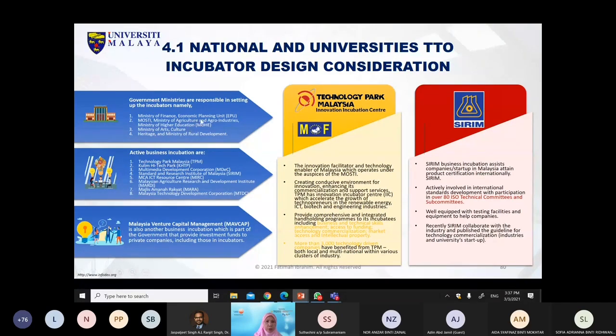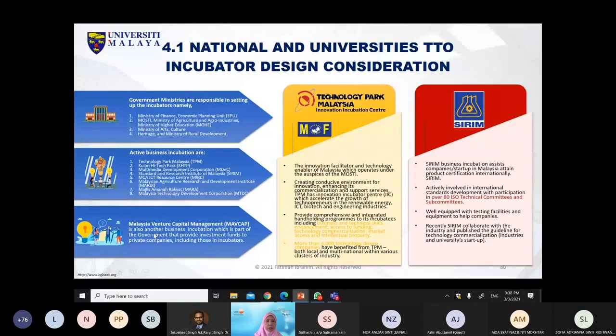And for the EPU, I want to tell you that the EPU gives us the funding for starting up university incubators. So there are active business incubators. On top of that, you can see there are so many active business incubations. We have Technology Park Malaysia, Kulim High Tech Park, Multimedia Development Corporation, and all these organizations.